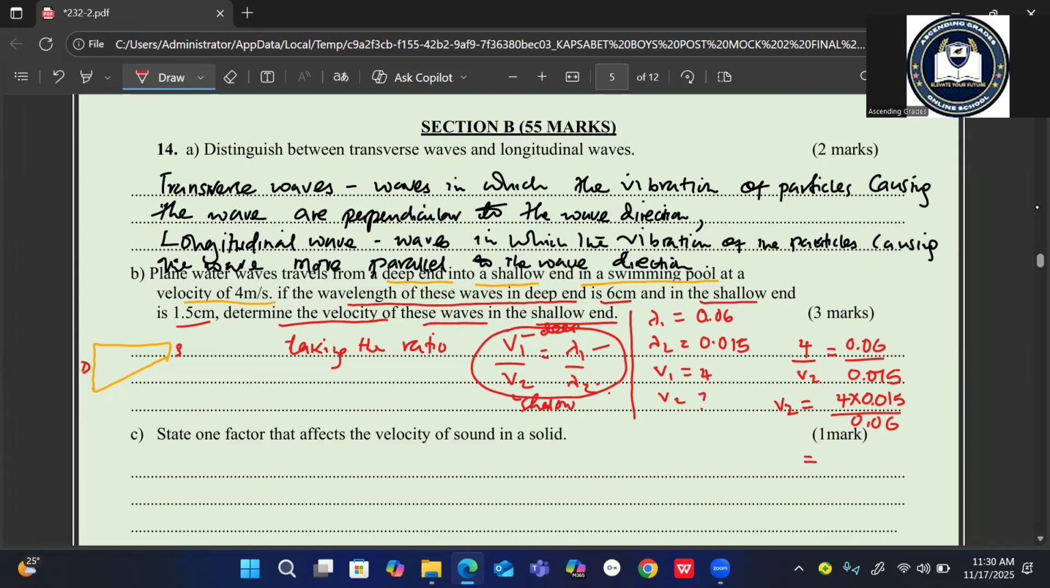And my V2 is somewhere missing. Plane waves travel from a deep end to a shallow end at a velocity of 4 meters per second.